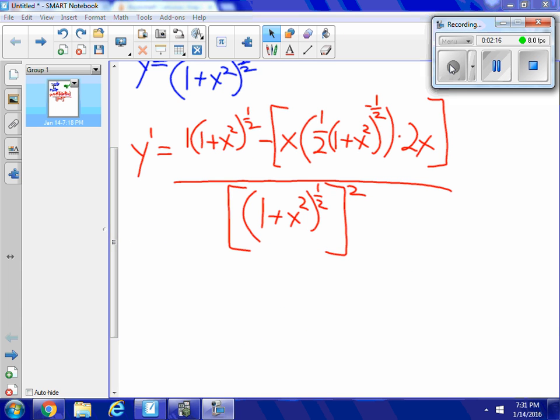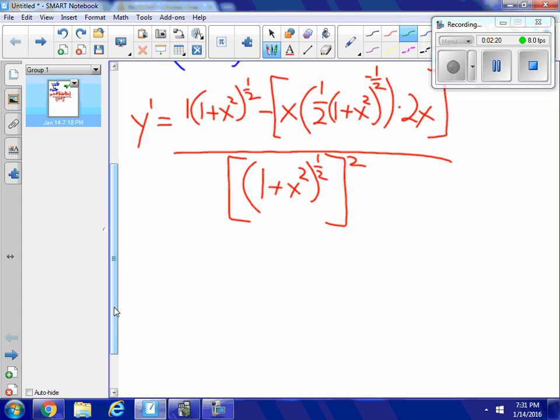So now it's time to use some algebra to see if we can simplify this a little bit. I'm pretty sure that we can. So y prime is equal to, well, there's not much I can do to simplify that, so I'm going to leave that at (1 plus x squared) to the 1/2. I guess I simplified it by getting rid of the 1 there.